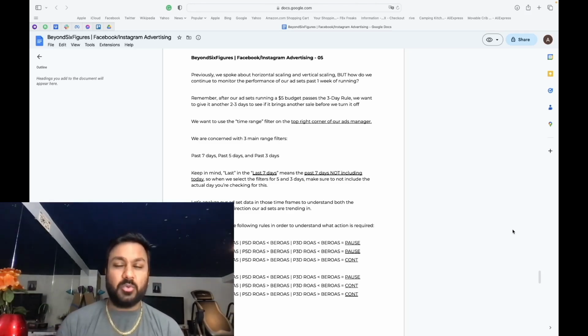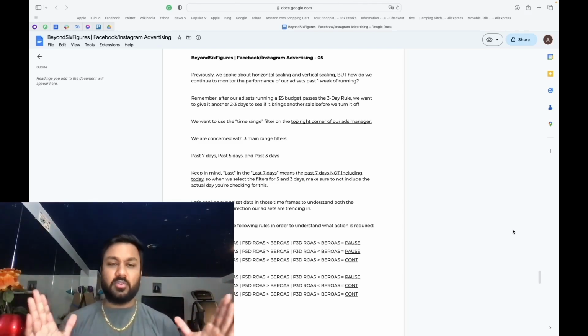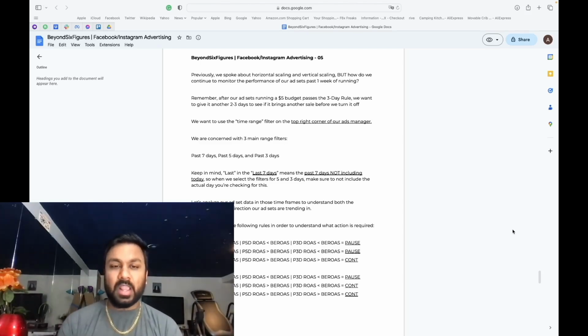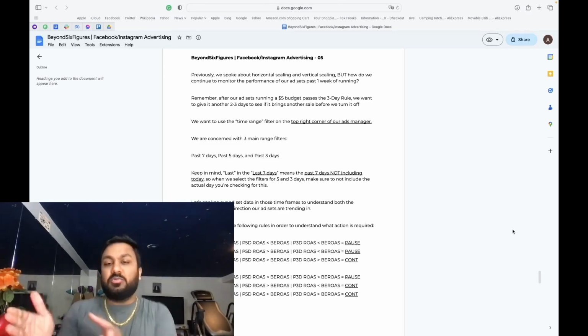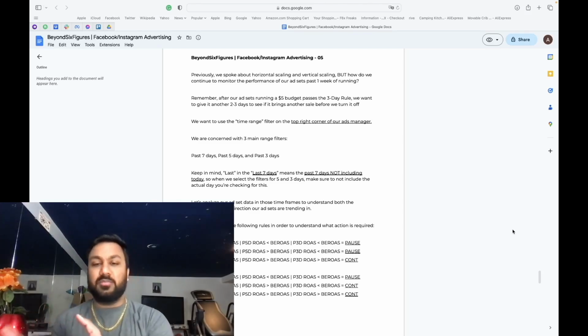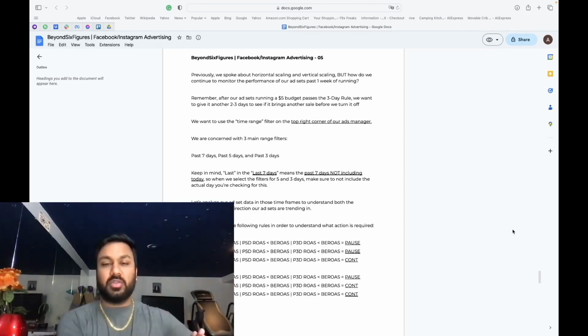So how do we analyze this past this time frame? We want to use the time range filter, which is found on the top right of your ads manager screen. We're basically concerned with 3 main filters: the past 7-day performance, the past 5-day performance, and the past 3-day performance. Keep in mind, the past 7 days does not include the day you're actually looking at it. Whenever you are checking your ad sets, you're probably doing it past midnight, so it won't include the couple of minutes after midnight, but it will include all the other previous days, which is perfect.